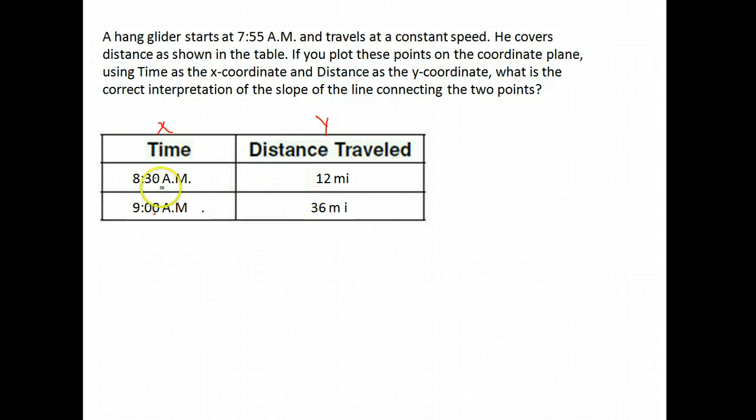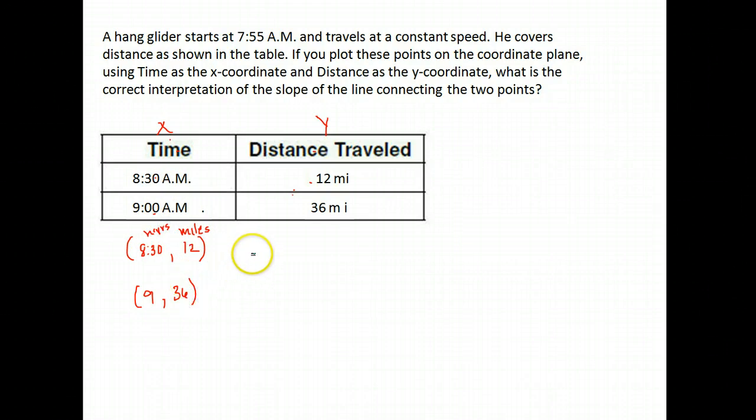What this gives us really are 2 points. Okay, the point 8:30 and 12 miles, and the point 9 a.m. and 36 miles. Now, what we're discovering here is his change in distance compared to his change in time, or his miles per hour. Okay, so here are the miles, and here are the hours.